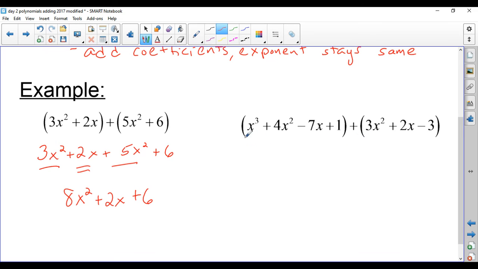Over here, I have an x cubed, and I look, there's no like terms, so I'm going to bring that down into my answer. Then I'm going to find my square terms. I have positive 4x squared, and this is positive 3x squared. 4 plus 3 is 7x squared. Then I look for my x's. Be careful with this. When you look at this term here, it's negative 7x plus 2x, which is negative 5x. The sign that comes right before it goes with that coefficient. Then I'm going to look for my constants. I have positive 1 and negative 3. 1 minus 3 is negative 2.